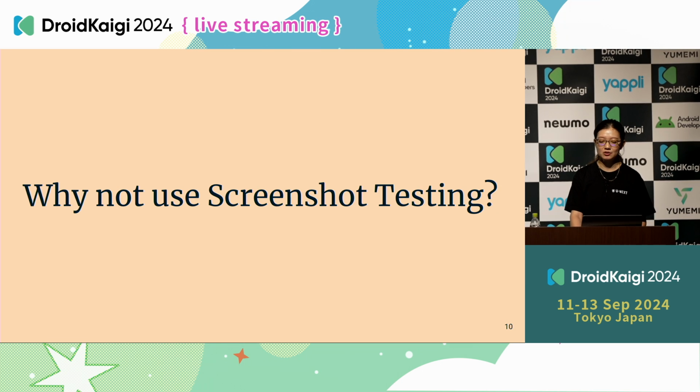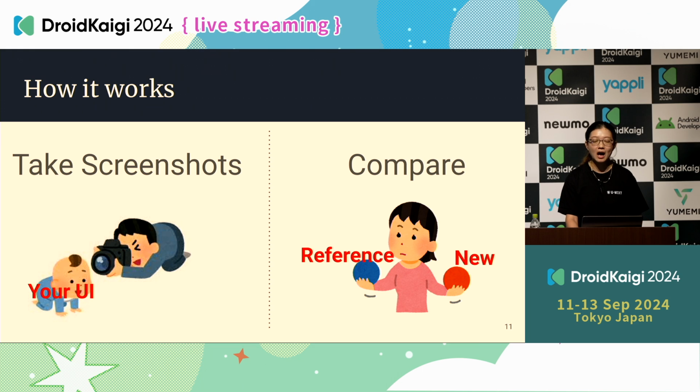Given all these challenges, there is a clear need for a more reliable and efficient way to test our UI. So why not bring screenshot testing into the mix? Let's explore how it works and why it can be a game changer for Android development. Here is how it works. It's very simple. It just takes screenshots and compares.